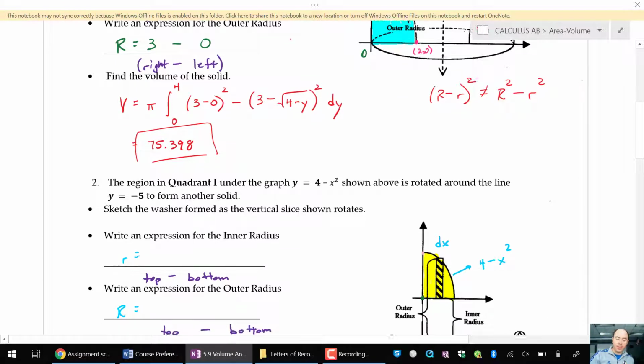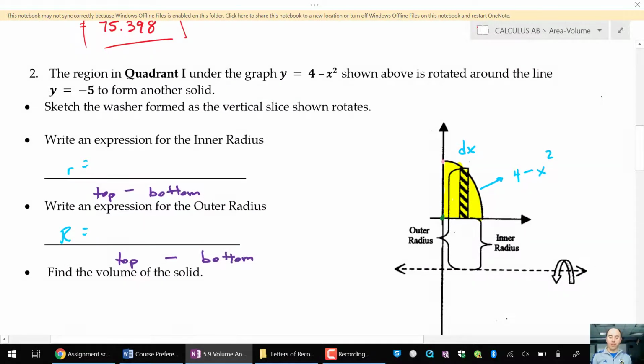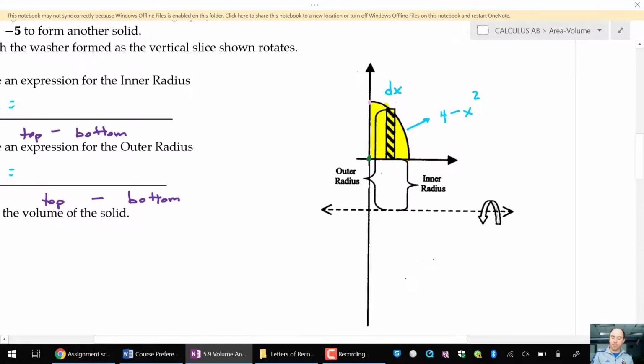How about the same region, y equals 4 minus x squared in quadrant number 1, only now we're going to rotate this region around the line y equals -5 to form a solid. And again, here's my arc wheel. There's the picture. I have an outer radius, inner radius situation. I'm going to label this y equals -5, put a big rectangular block around that axis of rotation, just so that you know where it's at. Include an arc wheel. There's an arc wheel provided here in the diagram for me, which is great.